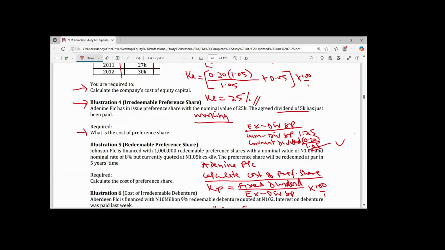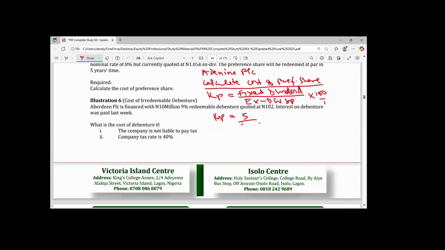Again, it's not a share price. Examiner has told us that it's a nominal value, but it's a formula. So just put 25. 5 divided by 25 multiplied by 100. So what do you have here? 5 over 25, 20. 20%. All right. This is 20%. So the cost of irredeemable preference share for Adenine PLC is 20%.